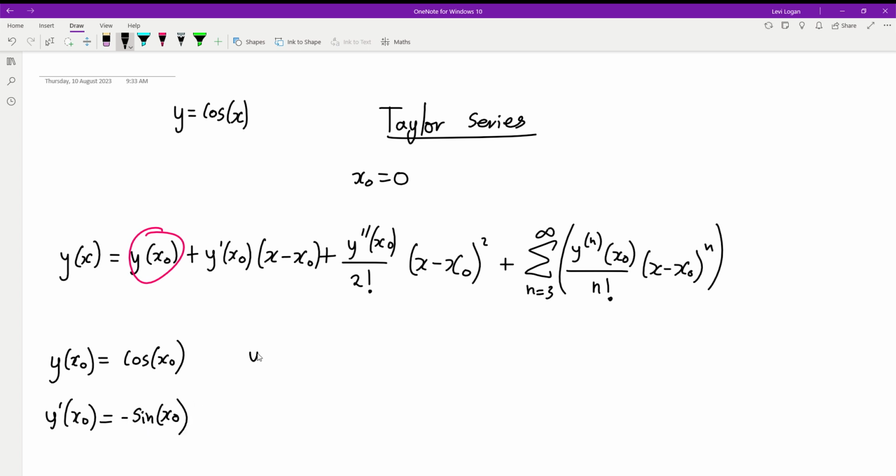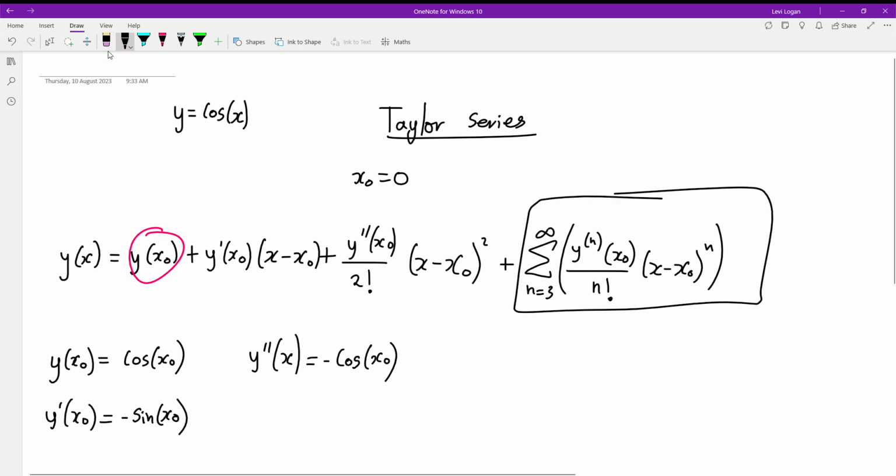And then if you go y double dash, the second derivative of that is going to be negative cos, so that's going to be negative cos x sub 0. Now that's all we're going to use, and we're just going to leave this term at the back, because you could go on forever, and the more terms you use, the more approximate you'll get.